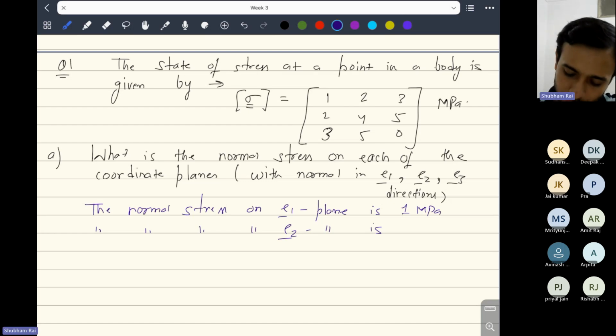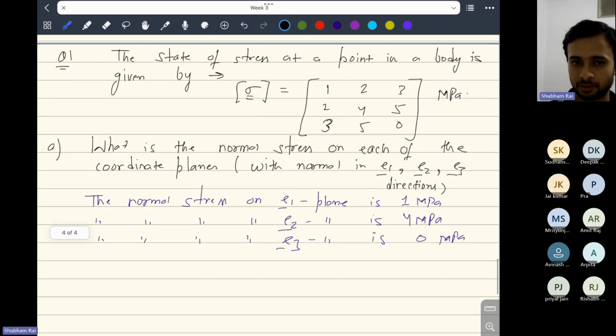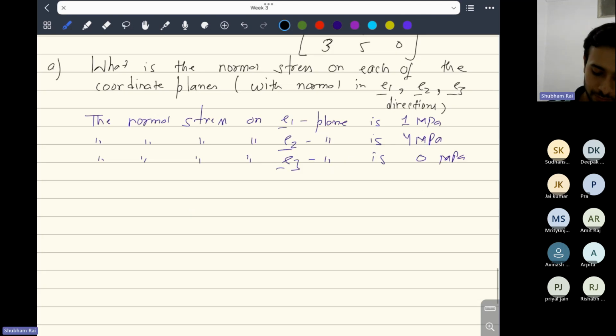Okay, so you know that the second column represents the traction vector on a plane with plane normal E2. So these two will be shear components, and the diagonal element will be the normal component. So the value of the normal component will be 4 megapascal. Similarly, the normal stress on E3 plane will be 0, because in the third column the diagonal component is 0. So that's a normal component on E3 plane will be 0. Okay, let's go to the next part. If you have any doubt, you can stop me. So let's go to the next part.